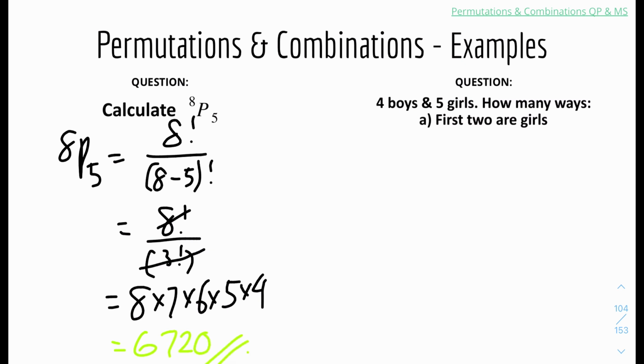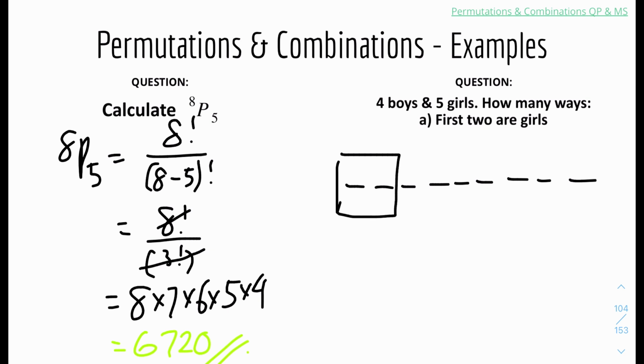Question number 2: we have 4 boys and 5 girls. How many ways are there to arrange them when the first 2 have to be girls? Let's draw a queue, with different lines to represent all of the members. In total there will be 9 people, like 1, 2, 3, 4, 5, 6, 7, 8, 9. The first 2 have to be girls, so let's draw a box around the first 2.